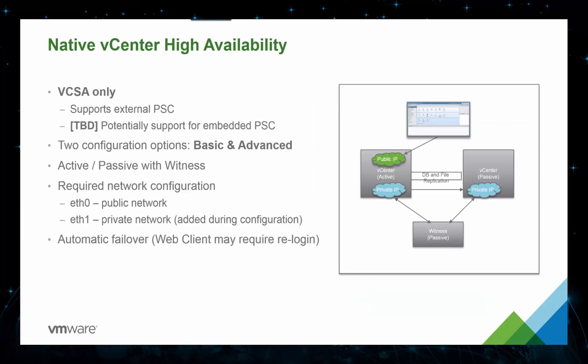A much needed new feature is the native vCenter High Availability, or HA. The HA supports an external PSC and potentially in future releases the embedded PSC. HA is configured with one vCenter Server as the active and one as a passive with a witness. During failover situations, it will automatically fail over. Now, if you're already in the vSphere web client and actively using it, you may not even realize that it's failed over. Worst case scenario, you just have to log back into the vSphere web client.